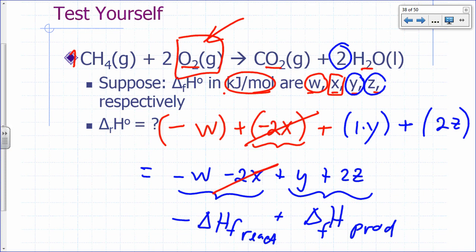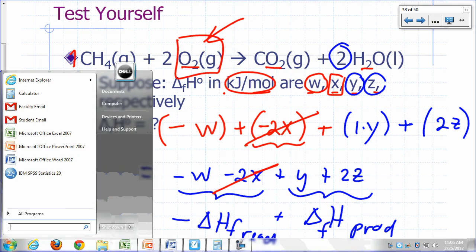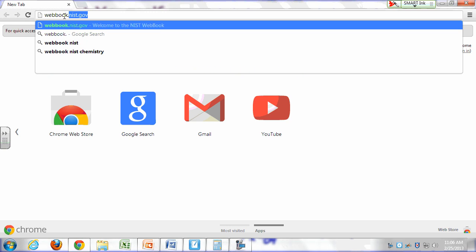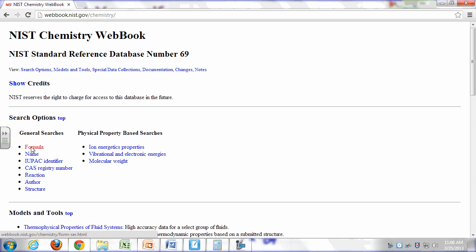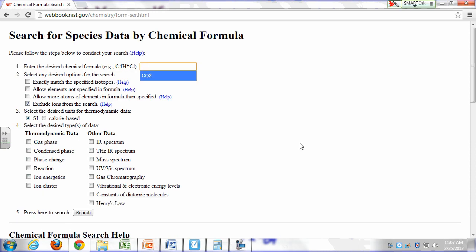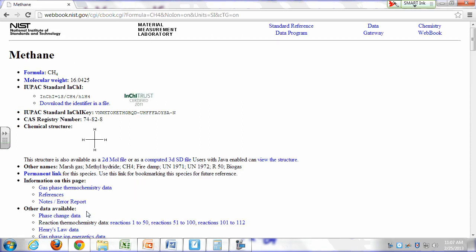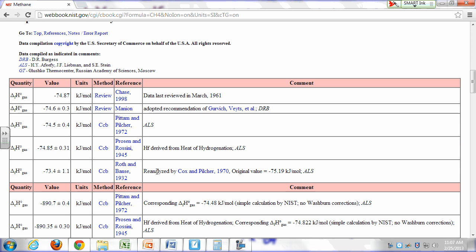Now, where can you look up delta H formation? There should be tables in most textbooks. On your exam, you'll have access to that table. But if you want a more general source, you can go to the NIST website. So you go to webbook.nist.gov and then click on NIST Chemistry Webbook. You specify the formula. Let's say we want methane, so you enter CH4, gas phase, thermodynamic data, click on search, and here's the delta H formation of methane gas here. Delta H formation gas is negative 74.87.